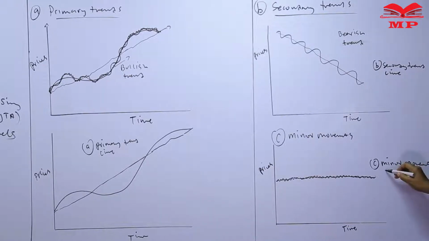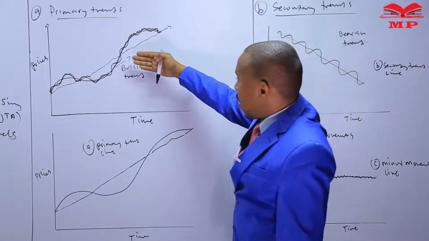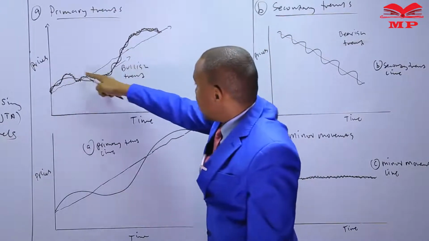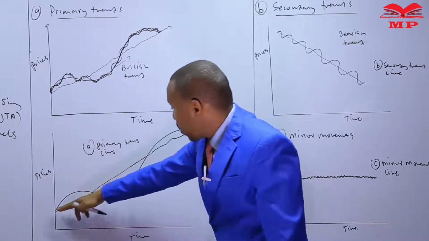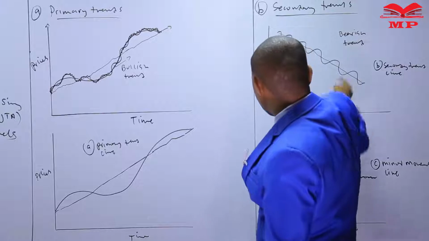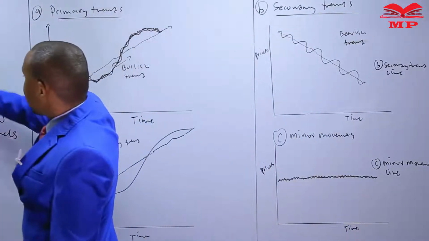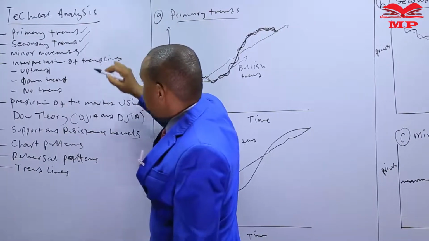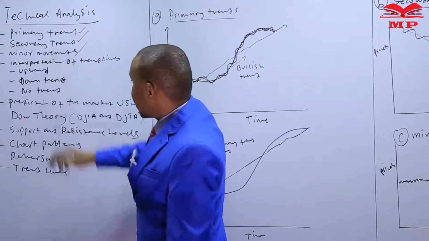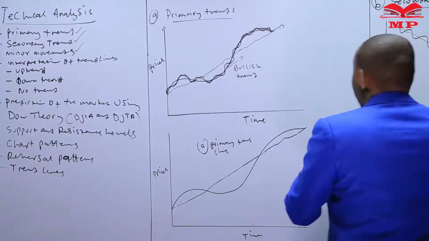Now, having looked at the primary trend, here we have the primary trend. This is the major line. Here is the primary trend like that, and we are saying that this is the big tide. This is the wave, and this is the minor movement. We can move on to the interpretation of the trend line. So you've looked at the primary trend, the secondary trend, and the minor movements. Now we move on to look at the interpretation of trend lines. So let's look at that very quickly.